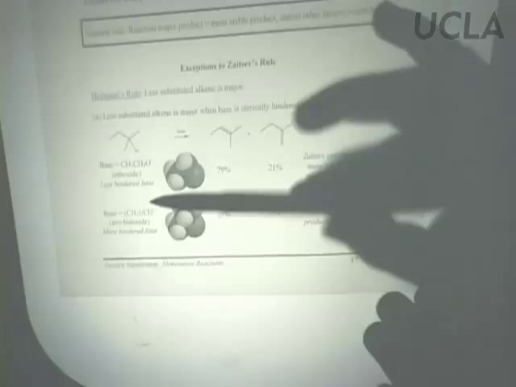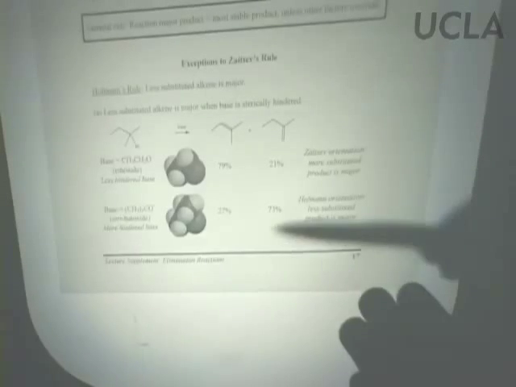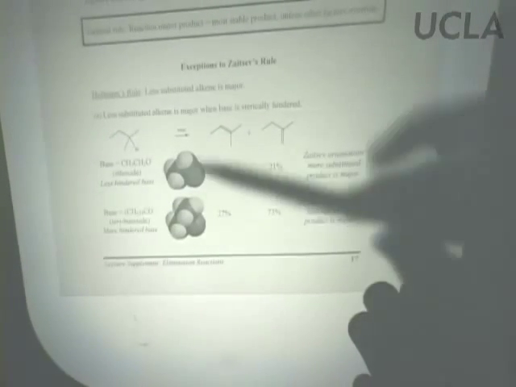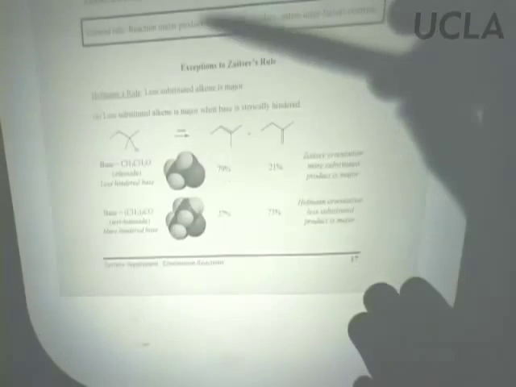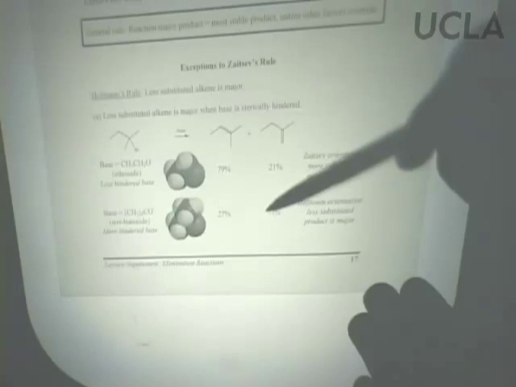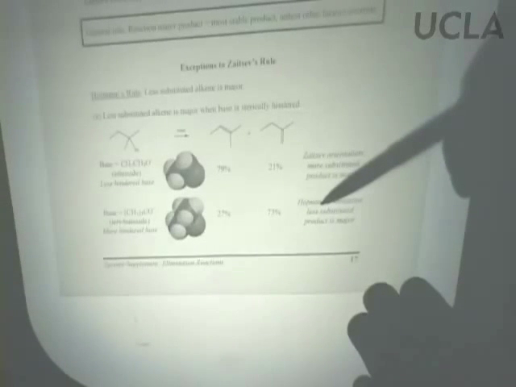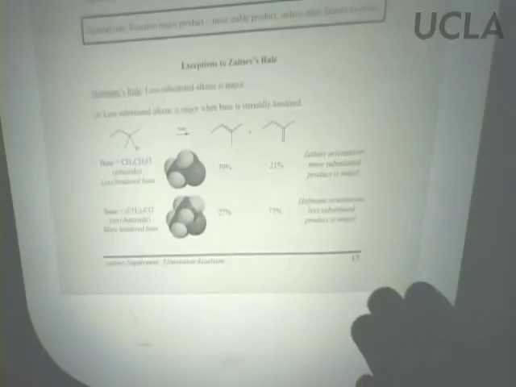But when the base is more hindered, like tertiary butoxide, where the O- has a big alkyl group around it, it is more difficult for it to reach the more hindered hydrogens. So it takes the less hindered hydrogens more frequently, and we end up with the less substituted alkene as the major one. In other words, Hofmann orientation. Hofmann's rule is followed in that case. So bigger base, more towards Hofmann.